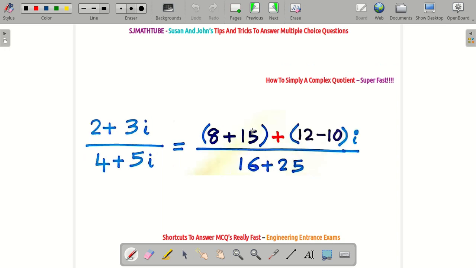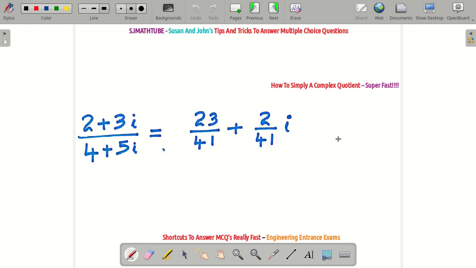Plus, now be a little bit careful. You multiply in this manner diagonally. What is 3 into 4? 12. Minus 5 into 2, that is 10. That's it. It's done. Isn't it really easy?